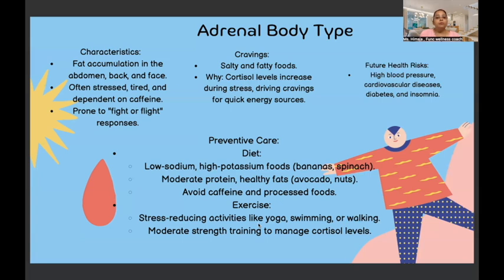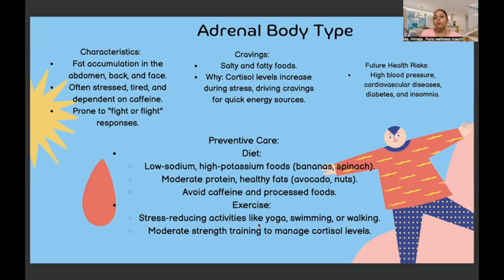Then what is the preventive care a person has to take? They have to follow a proper diet with low sodium and high potassium foods, like bananas or spinach, and moderate protein intake. A nutritionist will be the right person to tell you, based on your age, height, and weight details, and your blood test reports and past history, what protein intake you need to take.